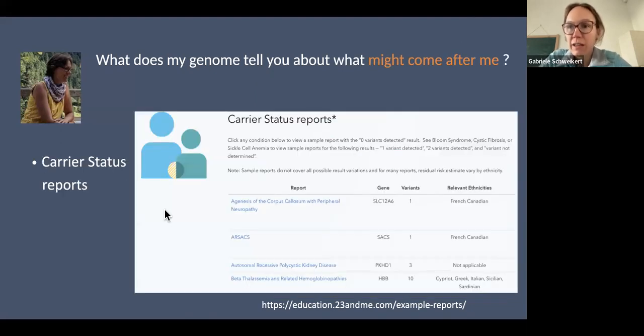It also tells you something about the future, so about potentially what happens if I would have children. Do I have a carrier status for certain diseases?